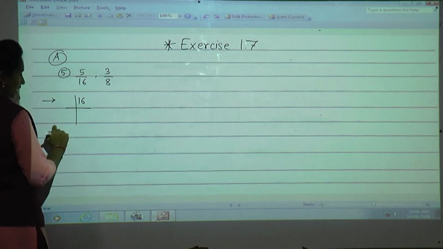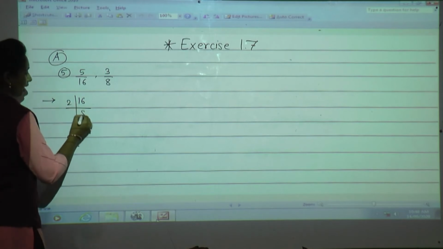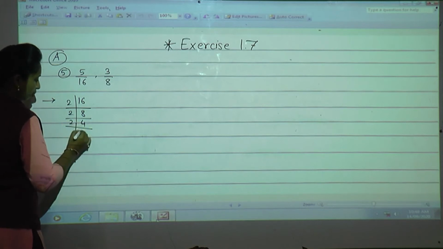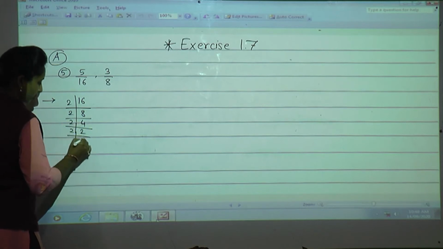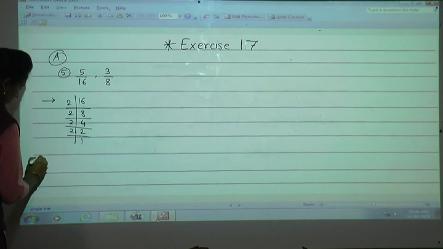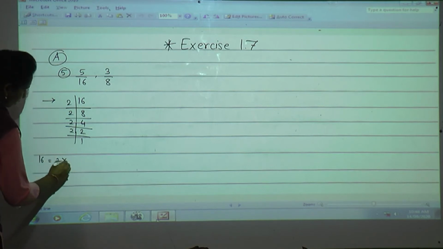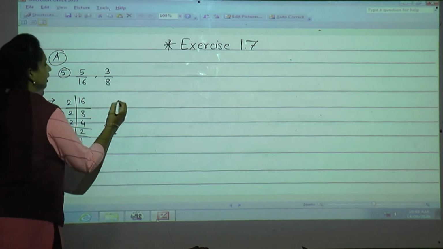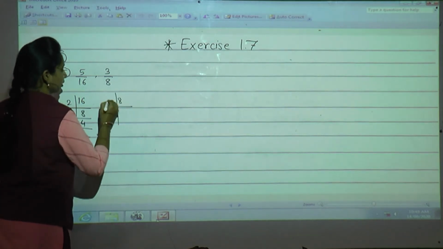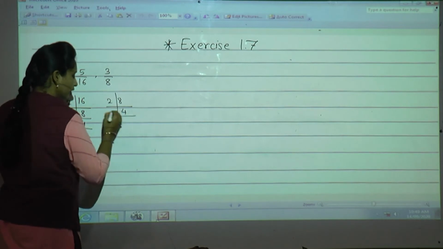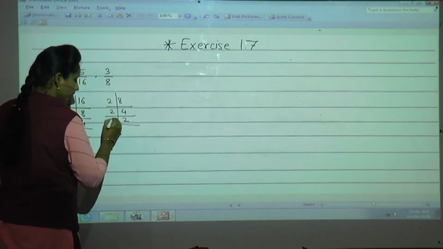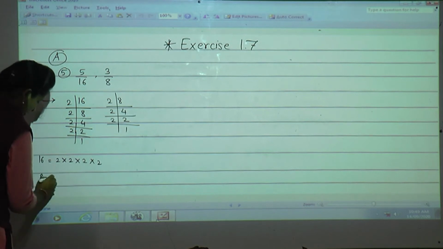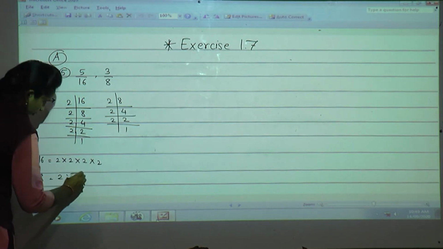Now see, 16 is there. 2 8s are 16, 2 4s are 8, 2 2s are 4 and 2 1s are 2. What are the factors of 16? 2 multiplied by 2 multiplied by 2 multiplied by 2. Now next, 8. 2 4s are 8, 2 2s are 4, 2 1s are 2. What are the factors of 8? 2 multiplied by 2 multiplied by 2.